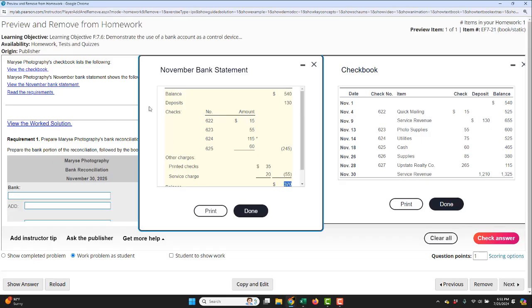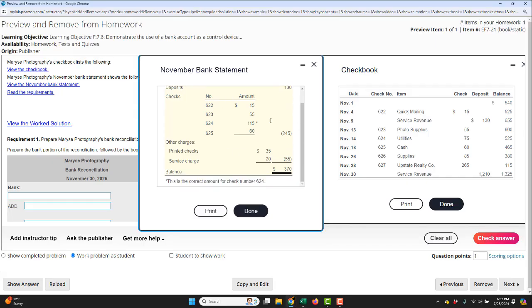So when we start our reconciliation, you can see here that it's for the end of November. So this balance is at the beginning of the month. All these transactions happen during the month, and our ending balance is $370. So what we're doing again in this bank reconciliation is seeing what the bank is saying our ending balance is, in this case 370, and reconciling it with what our accounting book is saying.